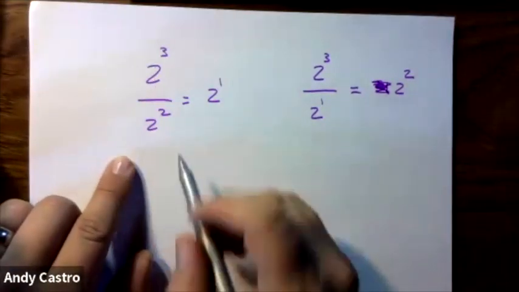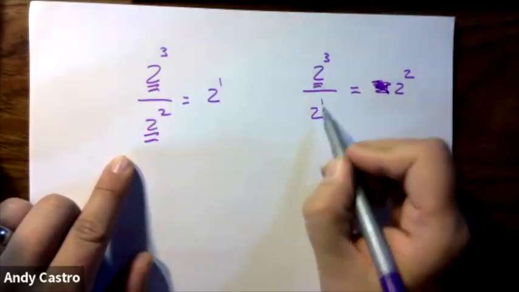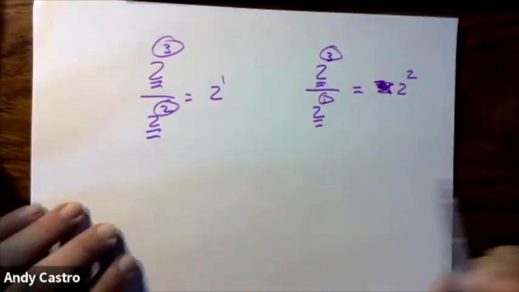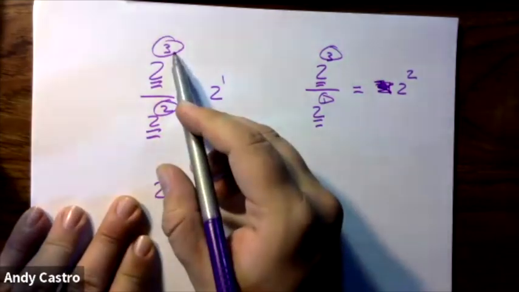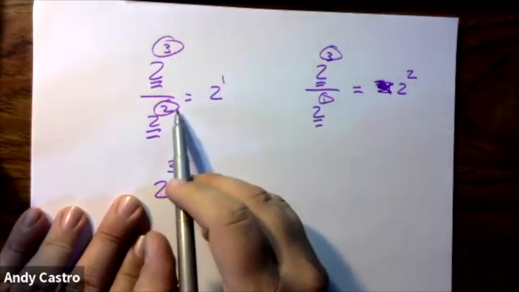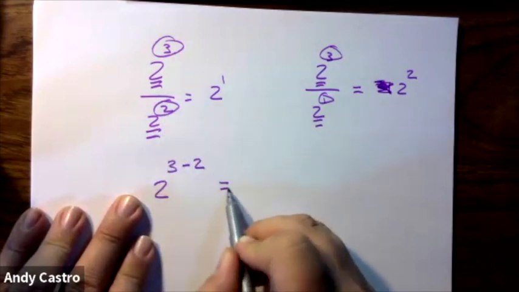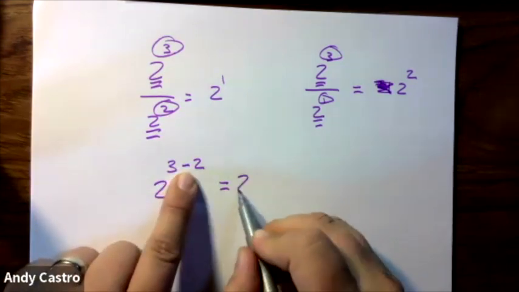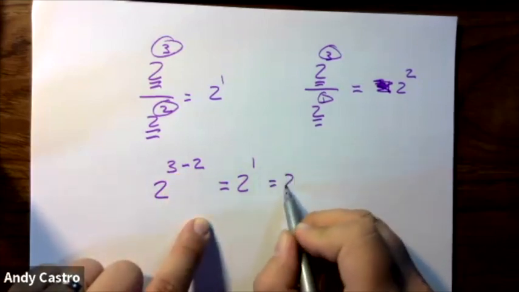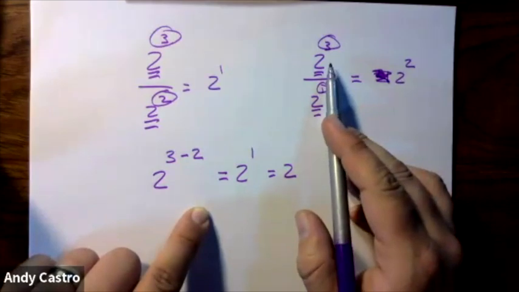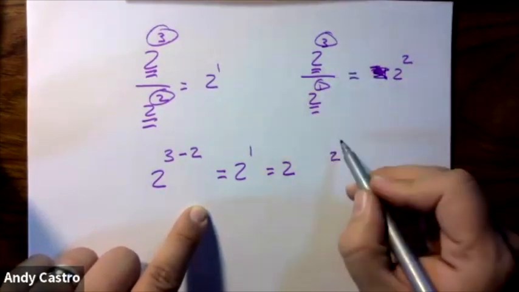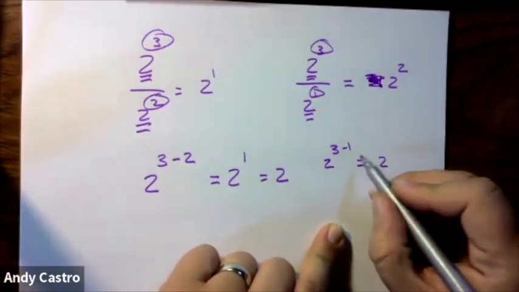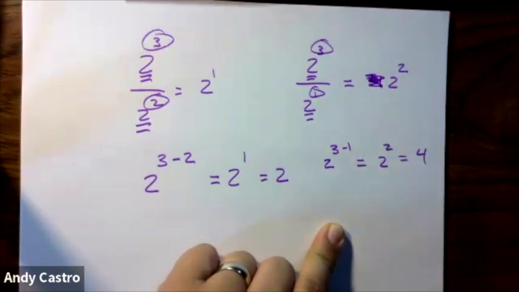So notice when we have the same base that we're dividing, but we have exponents on that base, whether different or the same, I take my base 2 and I take my top exponent and I subtract the bottom exponent. So I have 2 to the 3 minus 2. 3 minus 2 is 1. 2 to the 1 is 2. Okay, now let's look at this one. 2 to the 3 minus 1. That's 2 to the 2, which is 4.